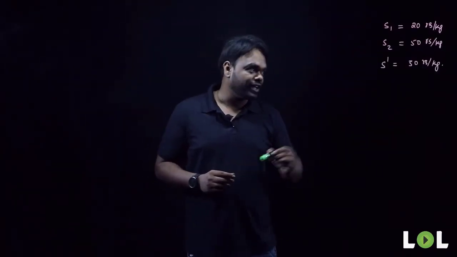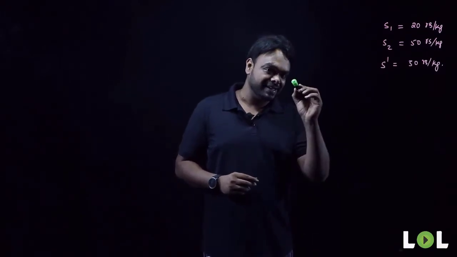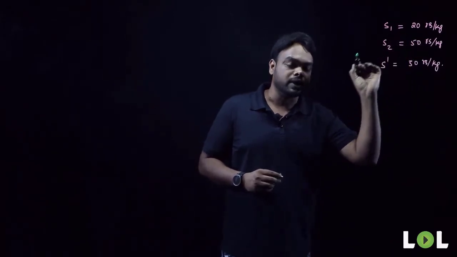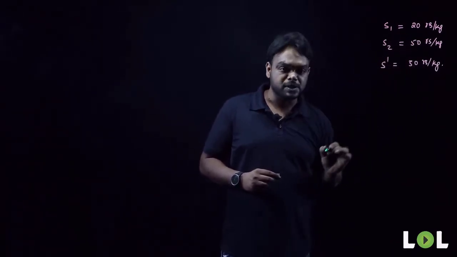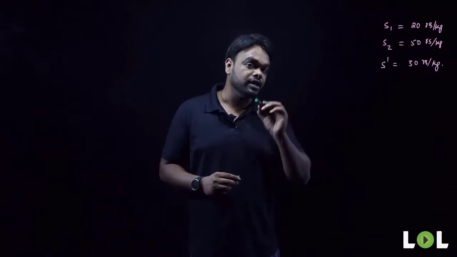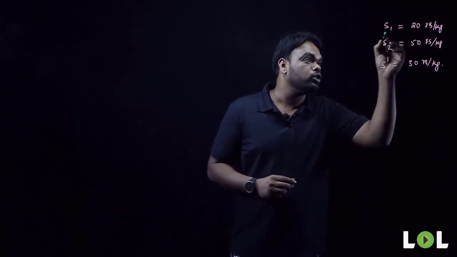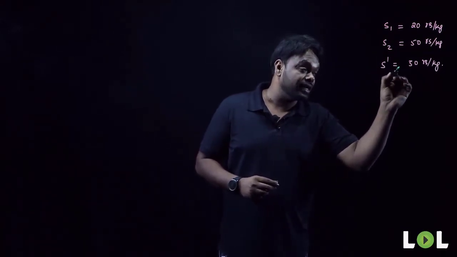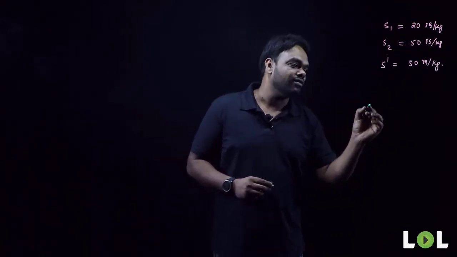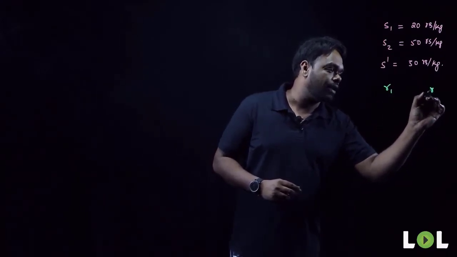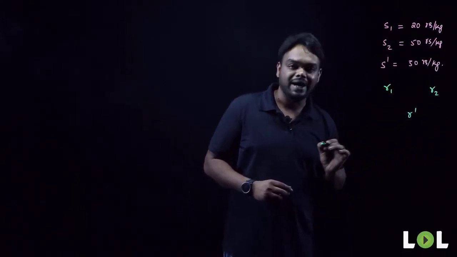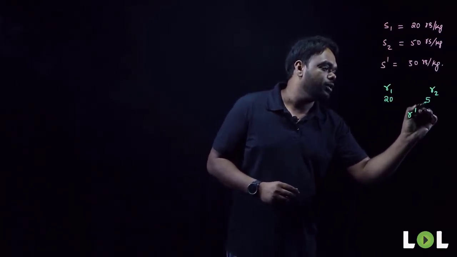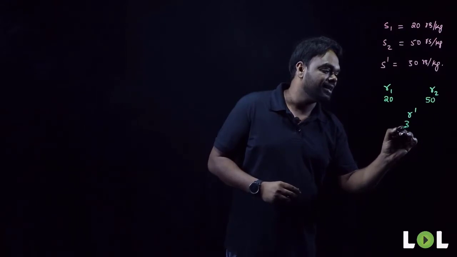Now, suppose I give you a question something like this. Let's say there are two types of sugar, that is S1 and S2. S1 costs you 20 rupees per kg and S2 costs you 50 rupees per kg. Now my question is, in what ratio I have to mix both the sugars so that the price of the mixture is 30 rupees per kg? Well, we can solve it pictorially. We will take R1, R2 and R dash. R1 is 20 rupees, R2 is 50 rupees and finally R dash is 30 rupees.